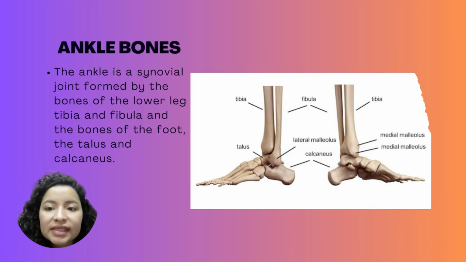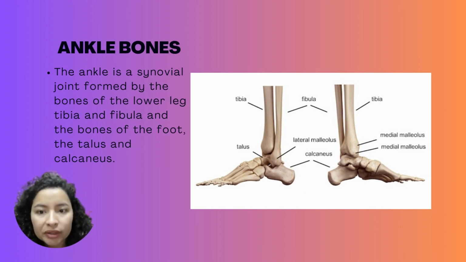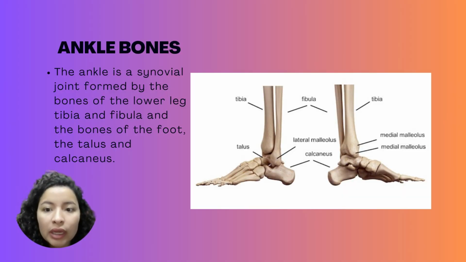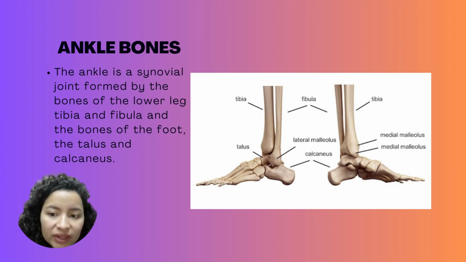The ankle is a synovial joint formed by the bones of the lower leg, tibia and fibula, and the bones of the foot, the talus and calcaneus. The landmarks of the lower extremity forming the ankle are the lateral malleolus, situated at the edge of the fibula; the posterior malleolus on the back side of the tibia; and the medial malleolus in the medial lower edge of the tibia.